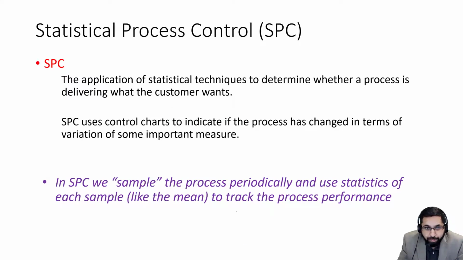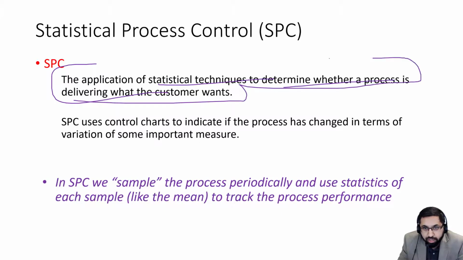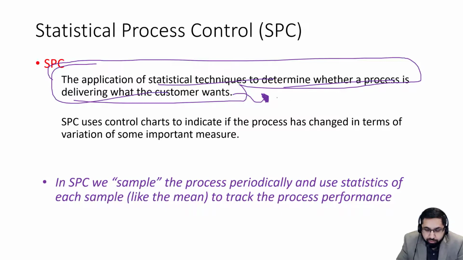Okay. So formally, SPC is the application of statistical techniques to determine whether a process is delivering what the customer wants. This is really broad. Okay, it basically only checks whether the process is doing as it was doing in the past, when we tested it to have no special cause variation when we initialized it. It does not test process capability, so I don't like this definition from the textbook too much, because it's not determining if it's delivering what the customer wants.